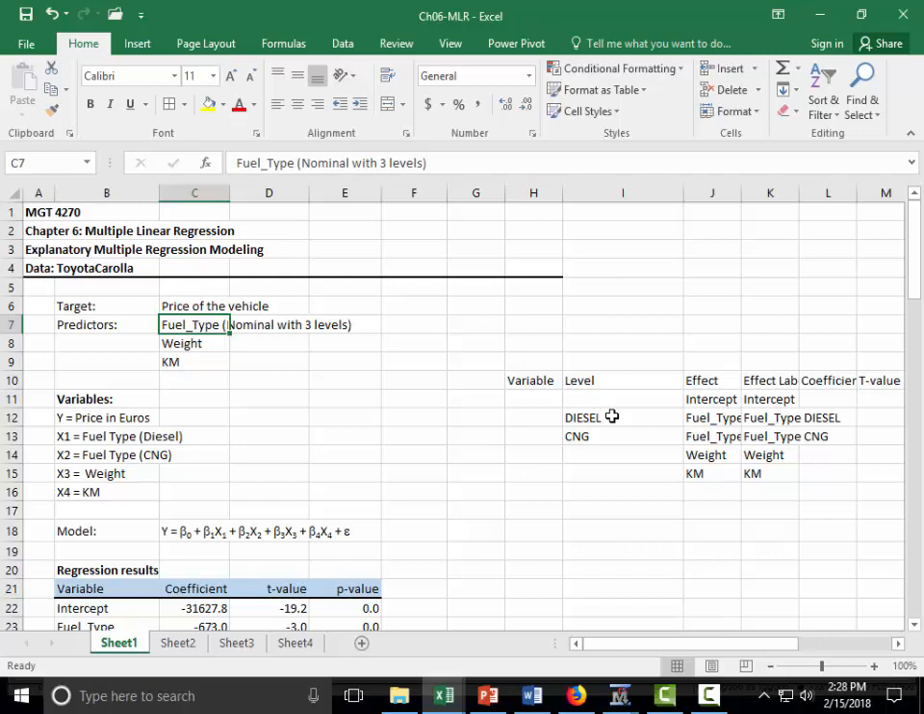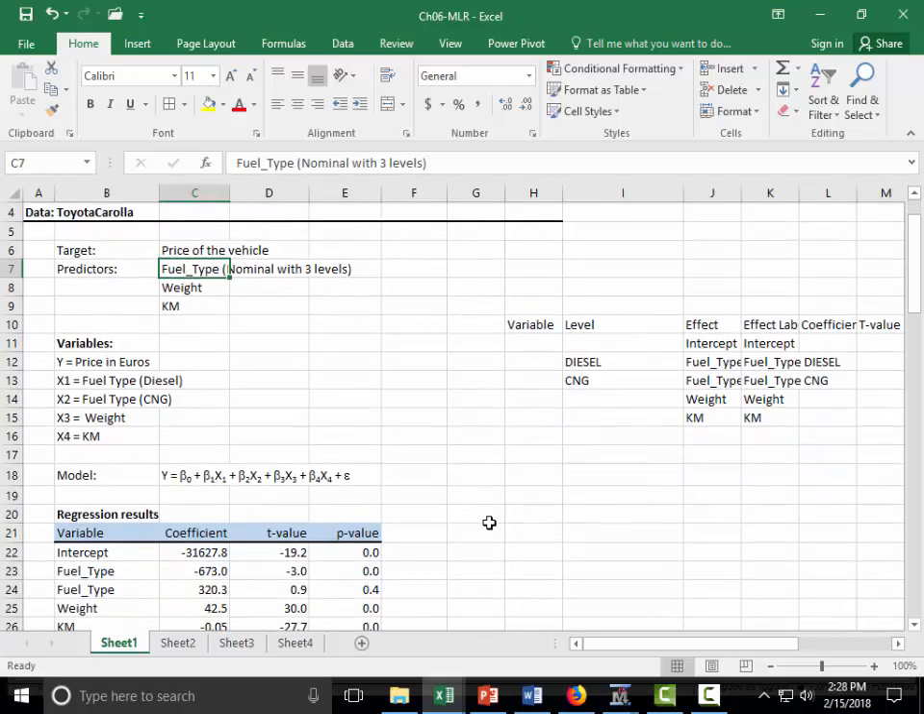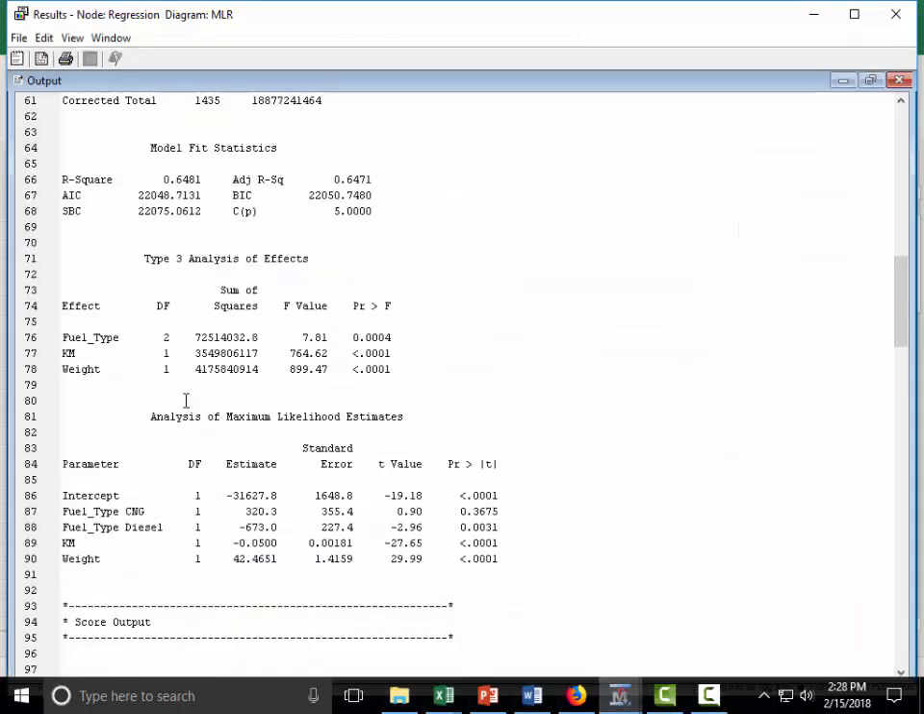But what about petrol here? We don't even have that variable because that's the one that we left out. So you cannot look at individual dummy variables for a nominal variable and do the testing. You have to look at the dummy variables derived from a nominal variable as a group. You either keep all of them or you throw all of them out. Okay, so that's why SAS gives you the type 3 analysis of effects.